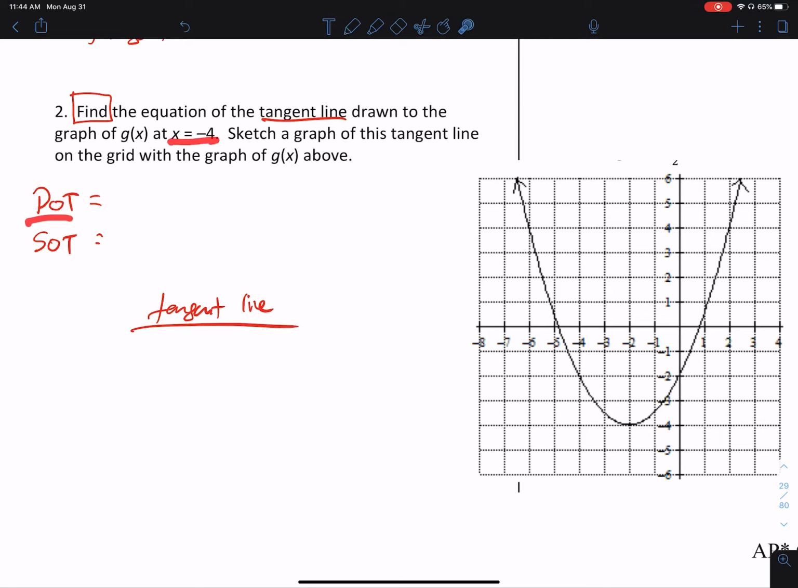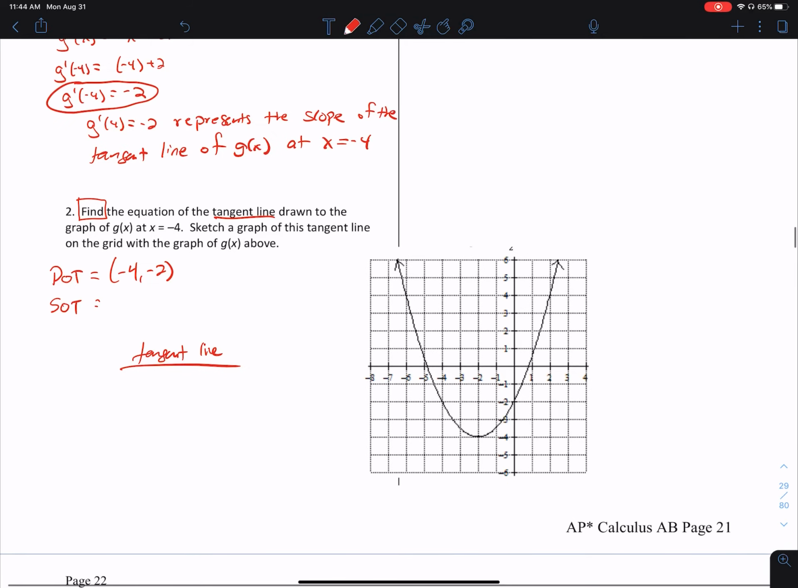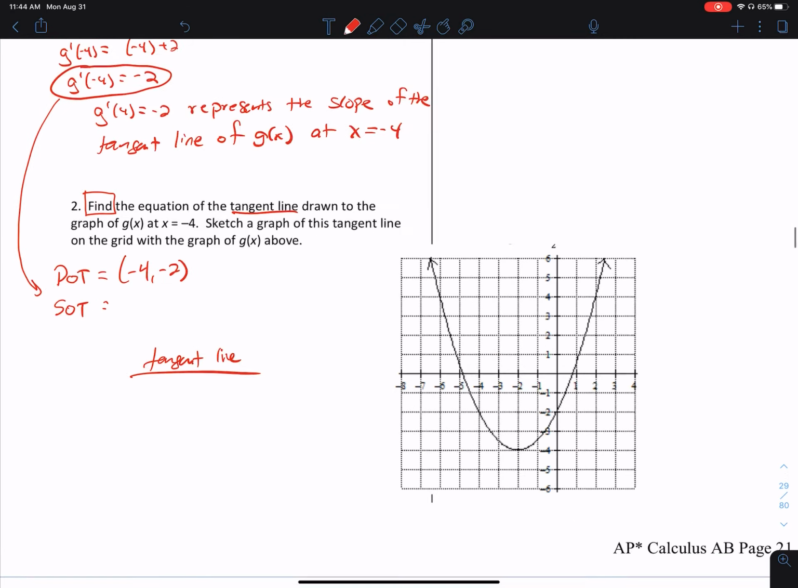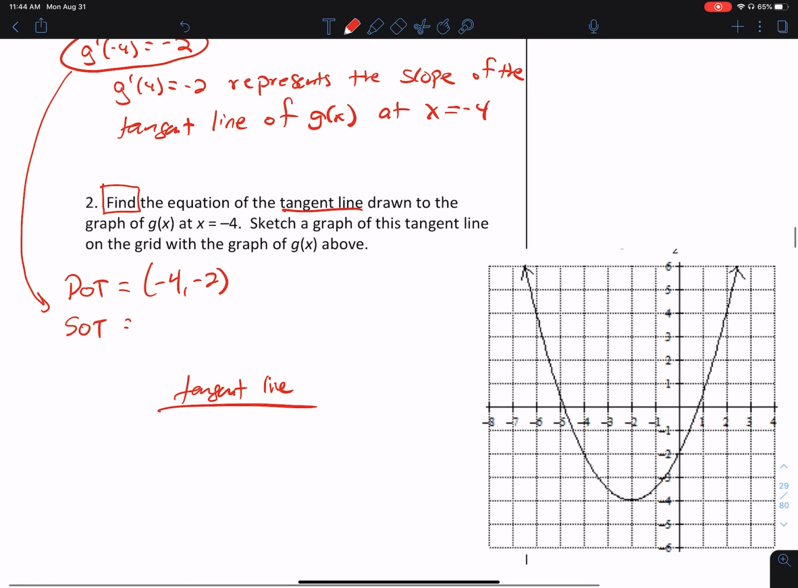Point of tangency when x is -4. Well, if we go here to -4, that's hitting the graph here at -4, -2. So the point of tangency is -4, -2. Just looking at the graph for that. There's nothing else we need to do for it. Find the slope of tangency. Well, we just found that out in this previous problem. The slope, g prime of -4, that's equal to -2.